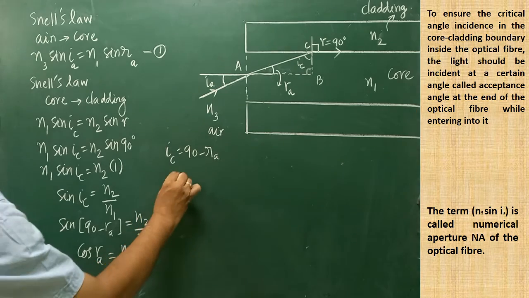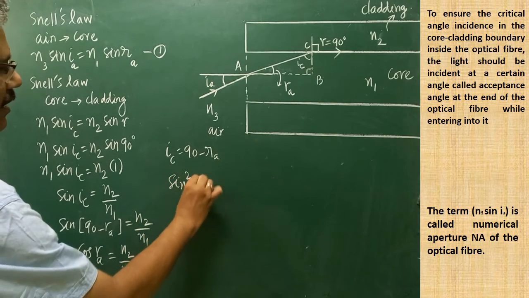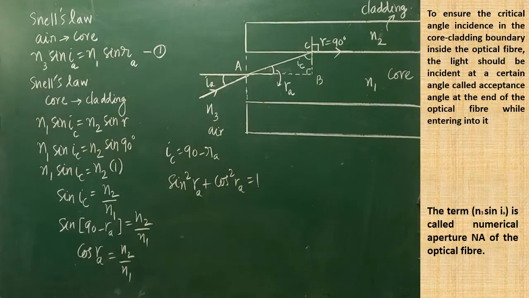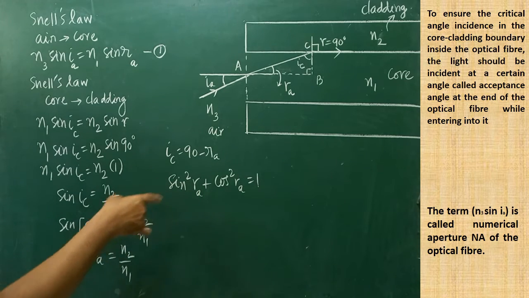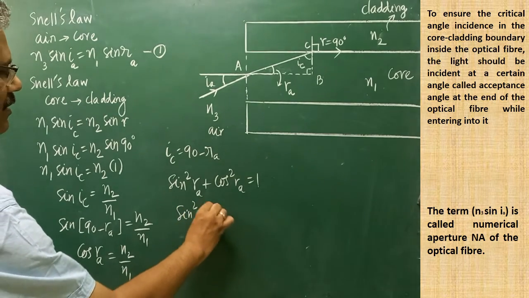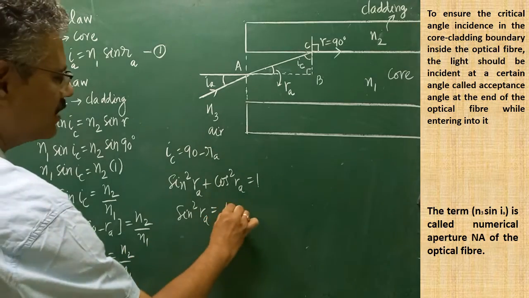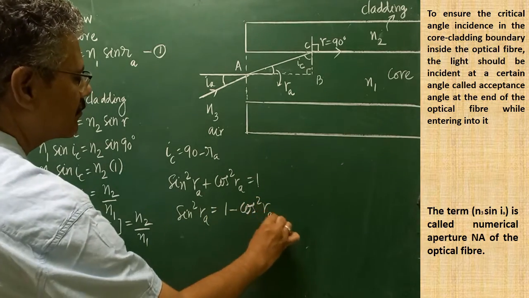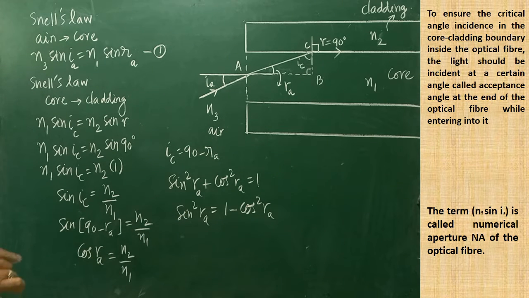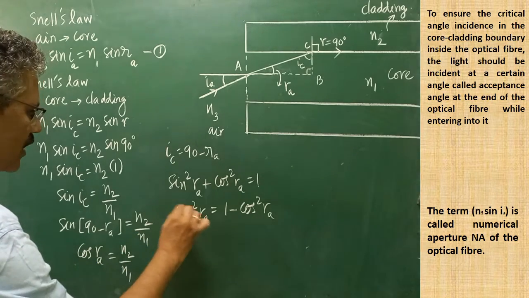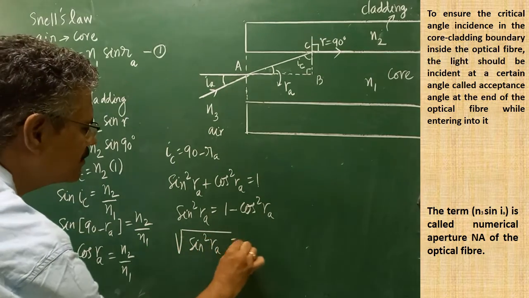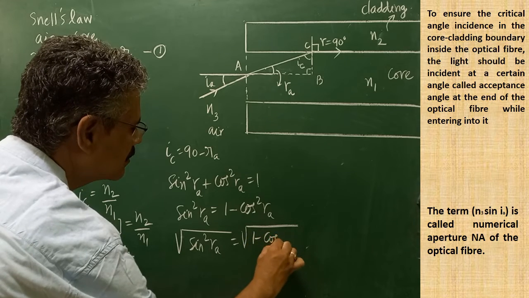Like this, we can write sin square r plus cos square r equals 1. Like this, we can write the next equation. Sin square r can be written as 1 minus cos square r. Are you clear? So here, to get sin r, we have to take the square root on both sides. Sin square r is equal to the square root of 1 minus cos square r.